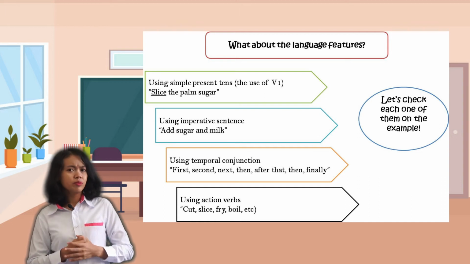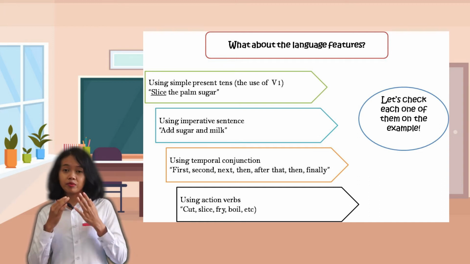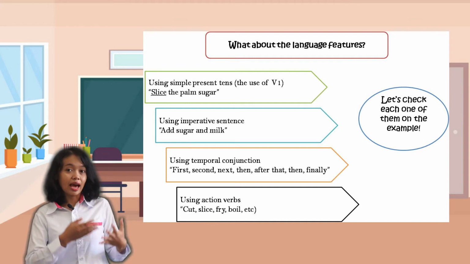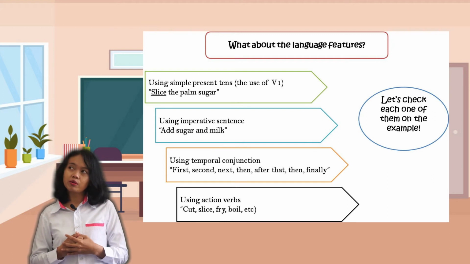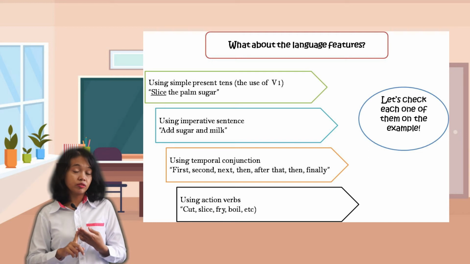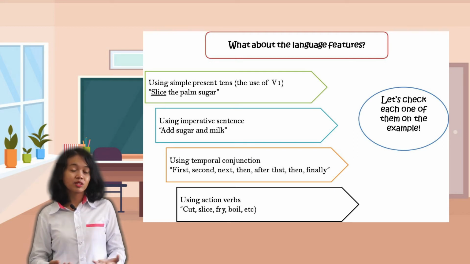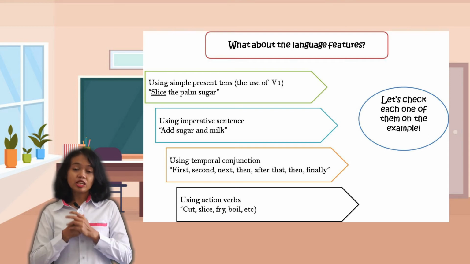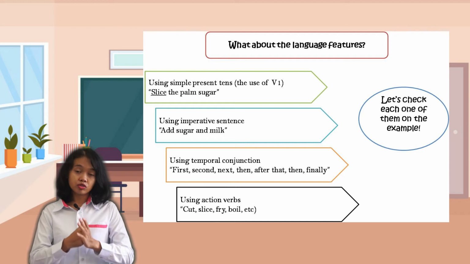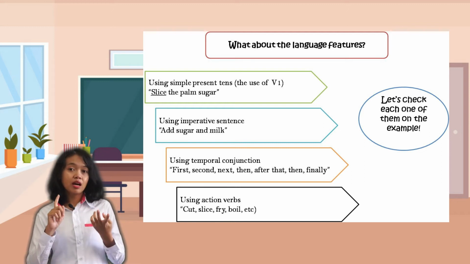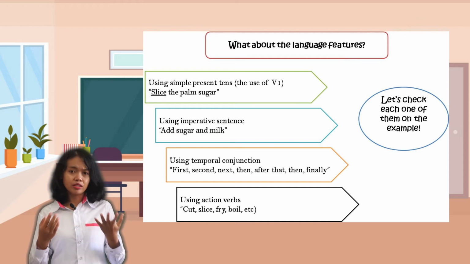Do you know what an imperative sentence is? An imperative sentence is a kind of bossy sentence that asks people to do something. For example, cut the onion, slice the garlic, fry the rice, and so on. What is the next language feature? Very good. Using temporal conjunctions. For example, next, then, after that, finally, etc.